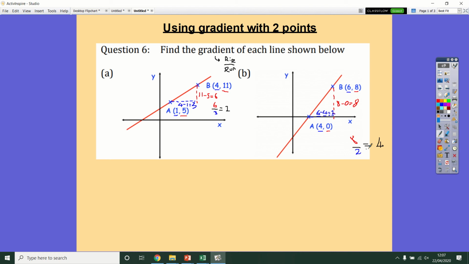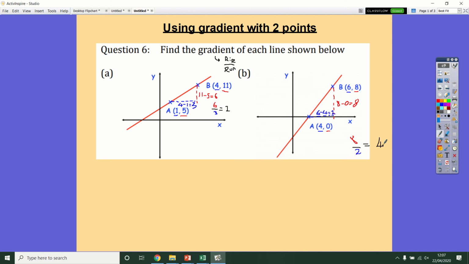Okay, so those are my two gradients. This one's got gradient 2, this one's got gradient 4. Now what you want to be careful of is sometimes the line is going to go downhill. And if you've got a picture of your sketch of your line, you can figure out if your line needs a negative gradient if it goes downhill. If you don't have the picture, you need to be a bit more careful with how you do this method.